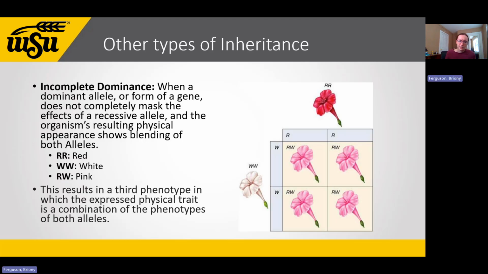You can also have other types of inheritance, like we mentioned. Incomplete dominance is when a dominant allele can't completely mask the effects of a recessive allele, and the resulting offspring have a physical appearance of a blend of both alleles. So in this example, you can see a red flower and a white flower. Red is dominant to white, but it can't fully mask the white. And so all of the offspring that are heterozygous are going to be pink because the phenotypes blend so that you see a combination of the two.